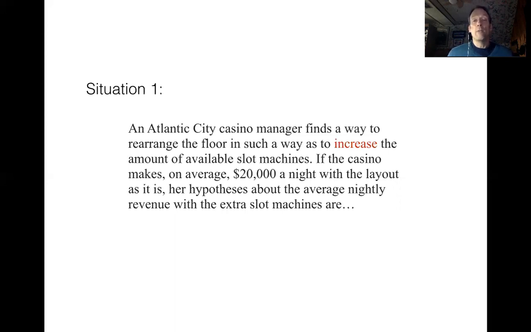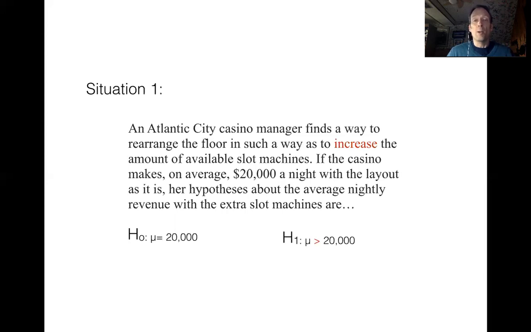The average revenue is going to be the same thing it's always been. So we're going to write in the null hypothesis: mu is equal to $20,000. When it comes to the alternative hypothesis, the key inside of the question is that we're expecting an increase. That means the revenue, if this manager is correct, should go higher.